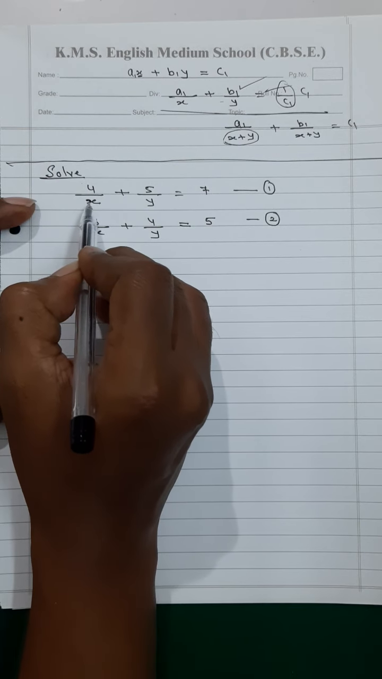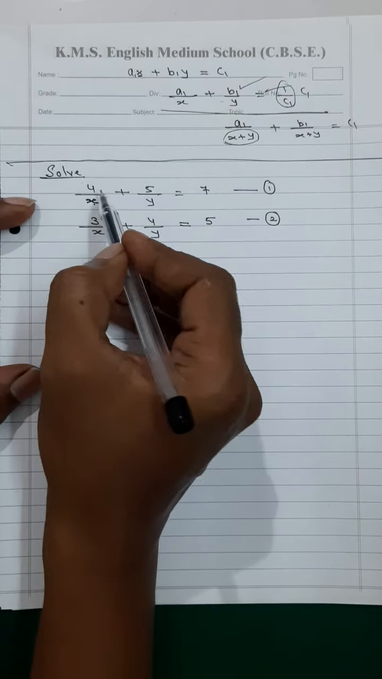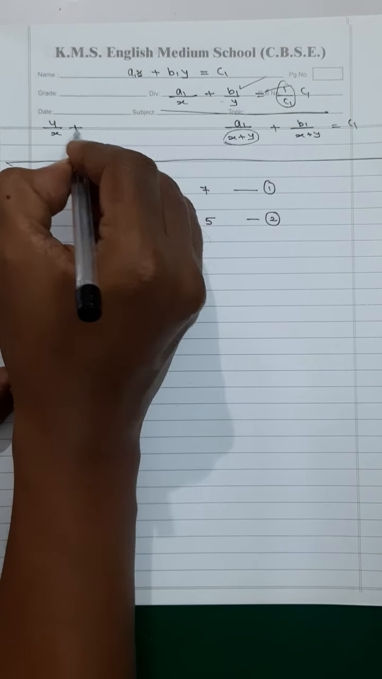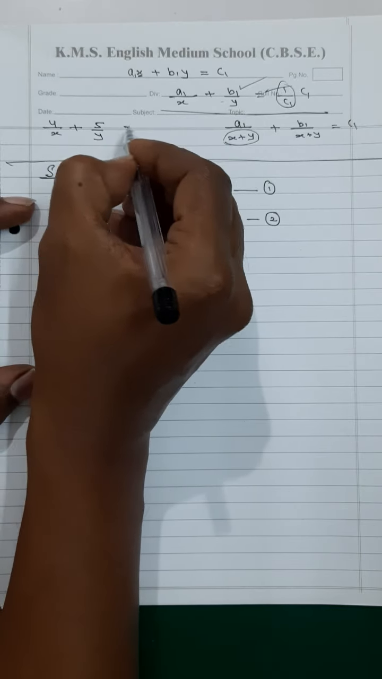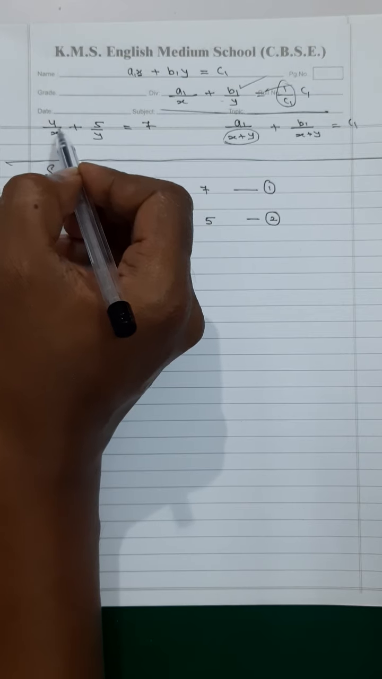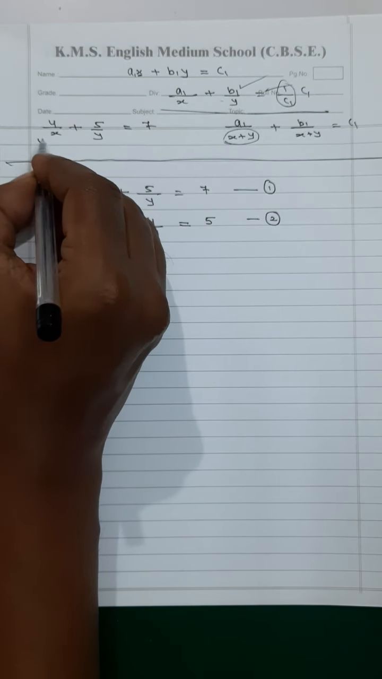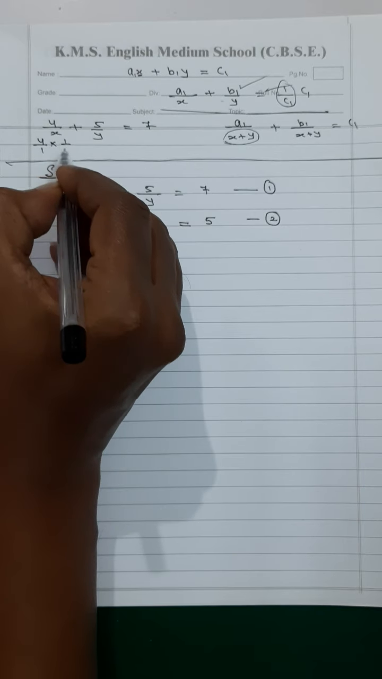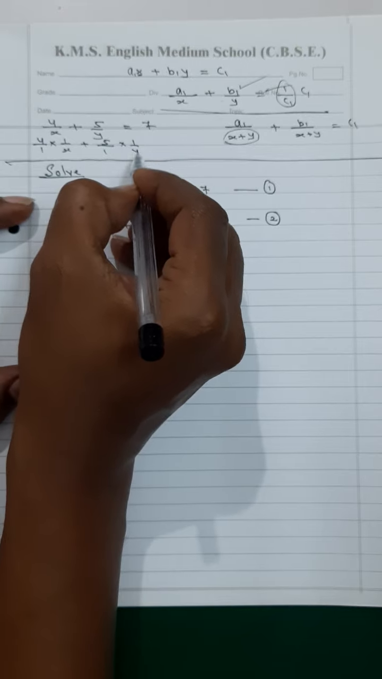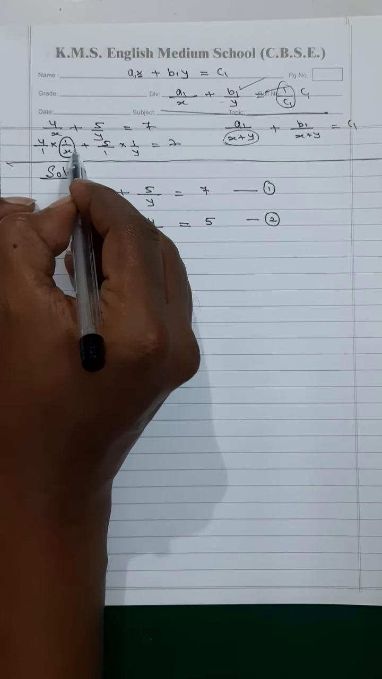And with x, there is no coefficient over there. Whatever is this part, see, try to understand. 4 upon x plus 5 upon y is equal to 7. If I try to write x separate, how will I write? 4 upon 1 into 1 upon x plus 5 upon 1 into 1 upon y is equal to 7. I will bring only x separate.